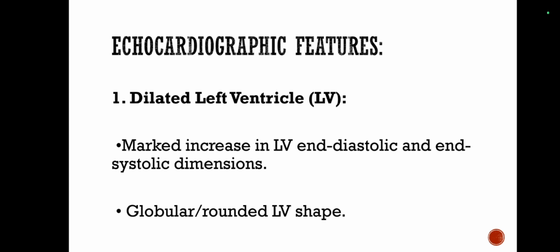First of all, you have to take a parasternal long axis view and get a still image. You can put the cursor over the LV and measure the dimensions. Once you place the cursor at the right point, you will get the results of the end diastolic and systolic dimensions. With the help of that, you can identify whether the LV is dilated or not. In dilated cardiomyopathy, it gives the result of an enlarged left ventricle. It can have a globular or rounded LV shape.